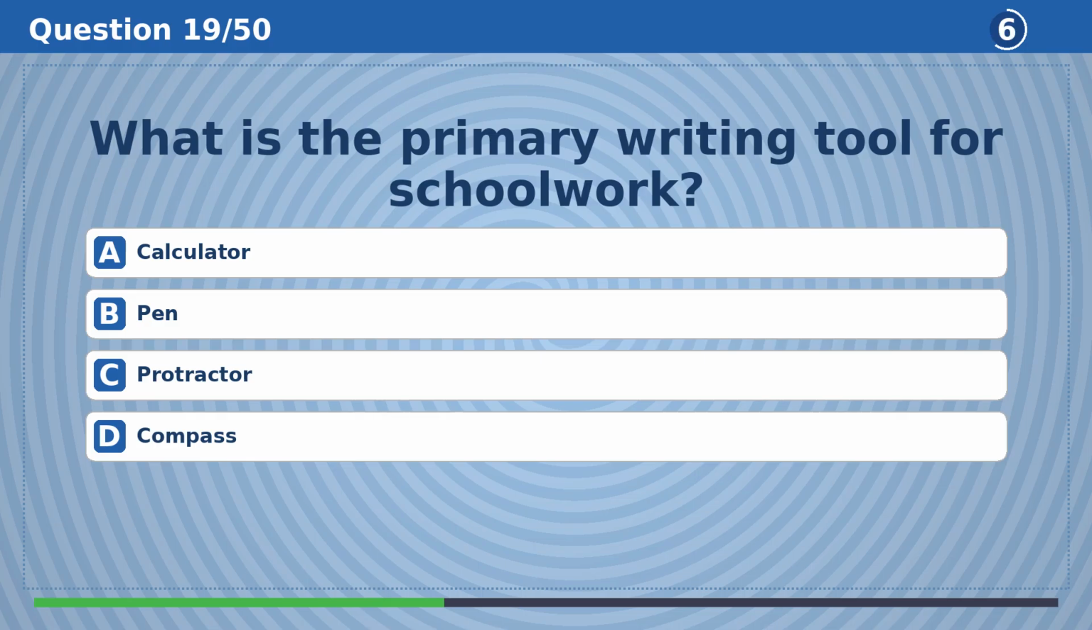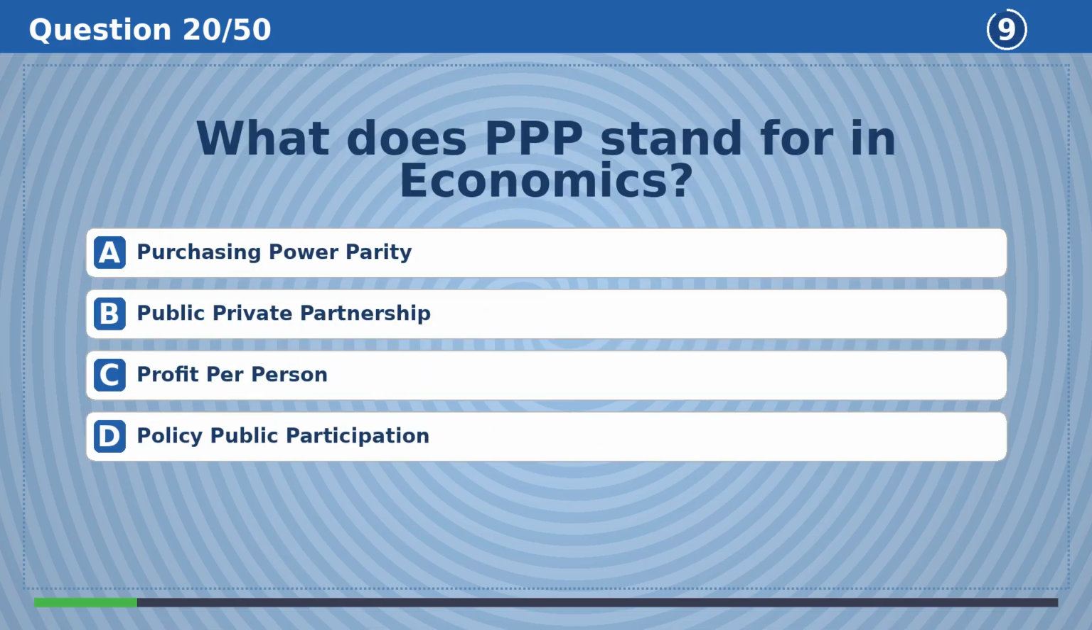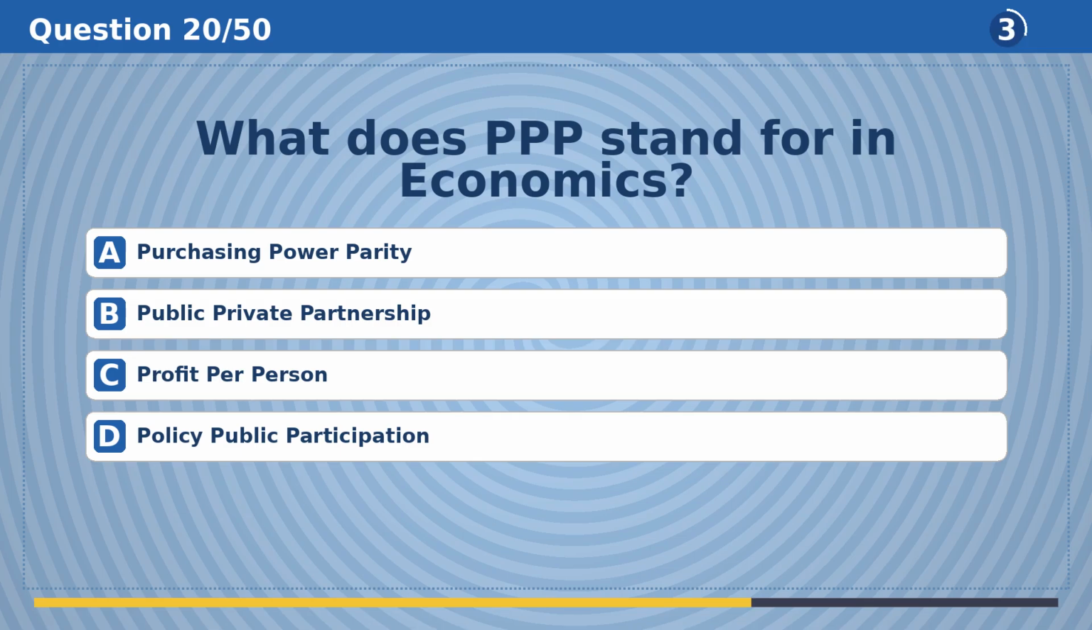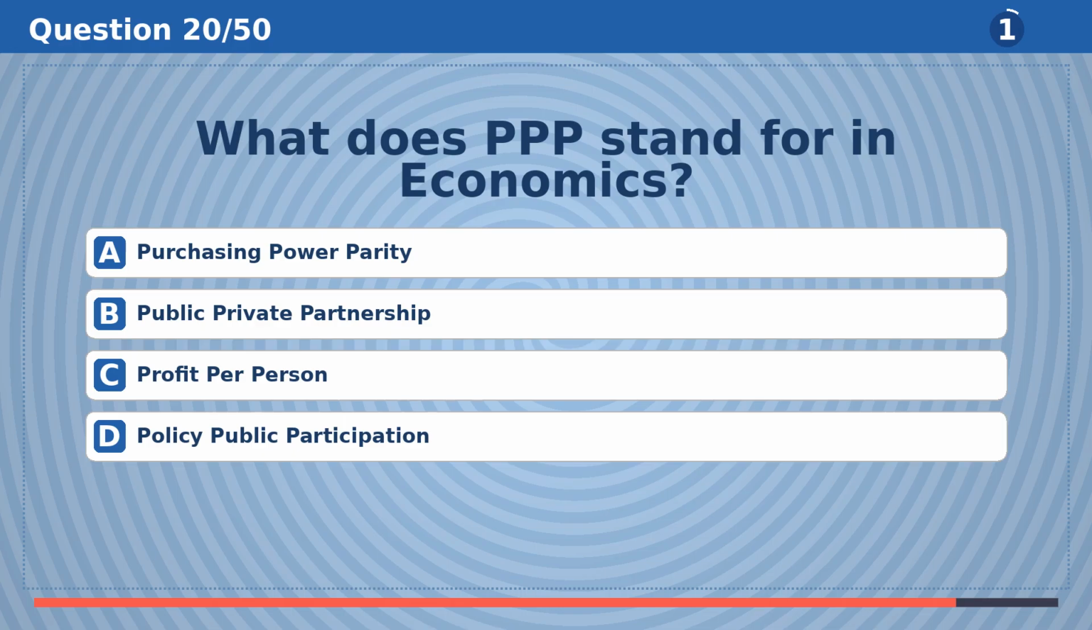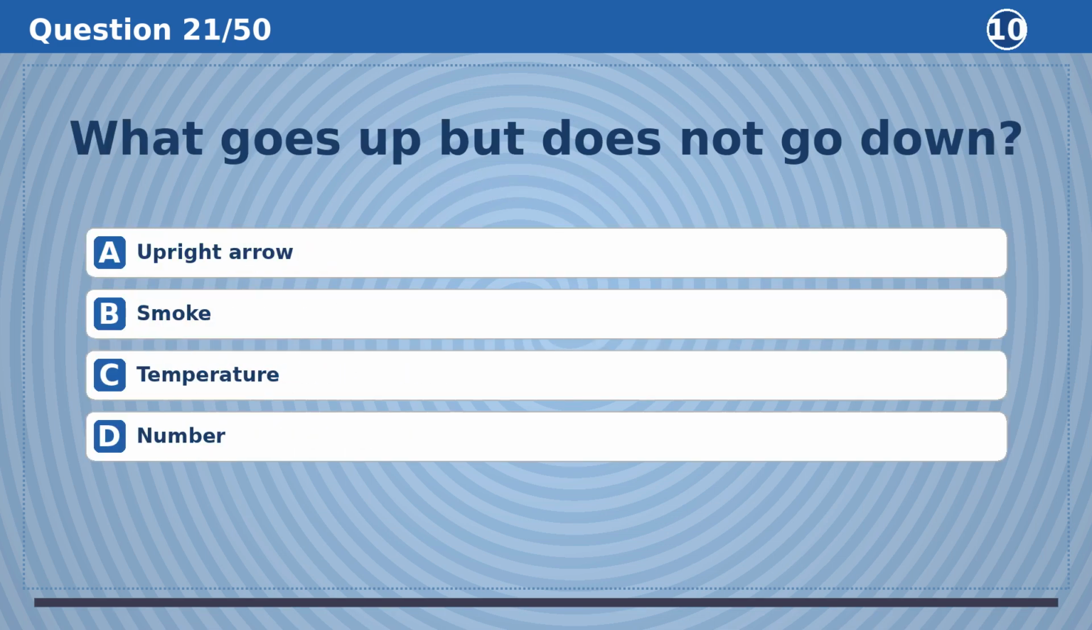What is the primary writing tool for schoolwork? The answer is B. Pen. What does PPP stand for in economics? The answer is A. Purchasing power parity.